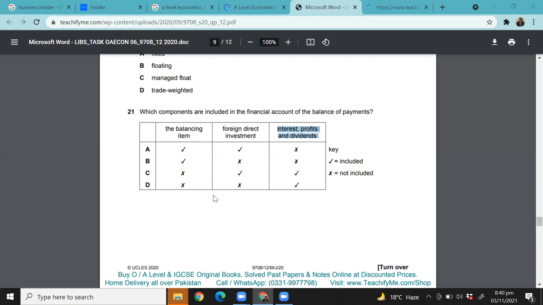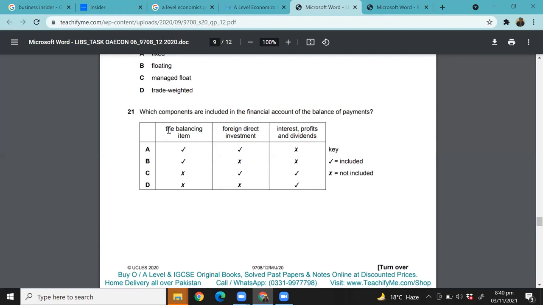Yeah. So which components are included in the financial account? Do you remember? We said there are three accounts: current account, capital account, and financial account. So it's talking about the financial account right now. I just opened the exam and this is the first question that we are on. So which components are included in the financial account of the balance of payment?